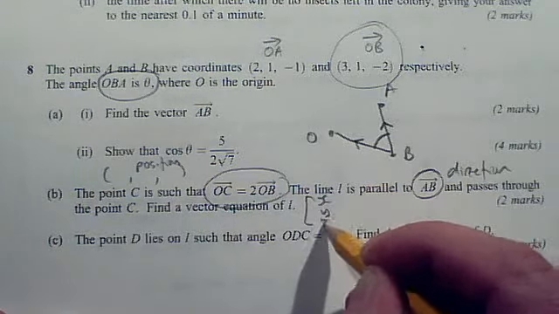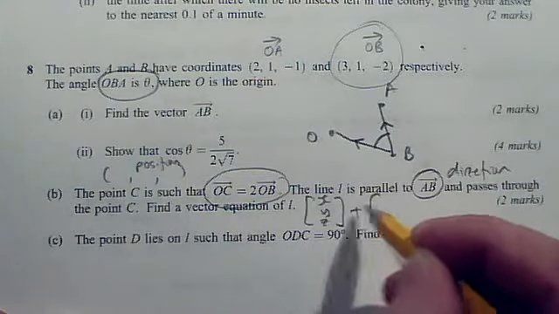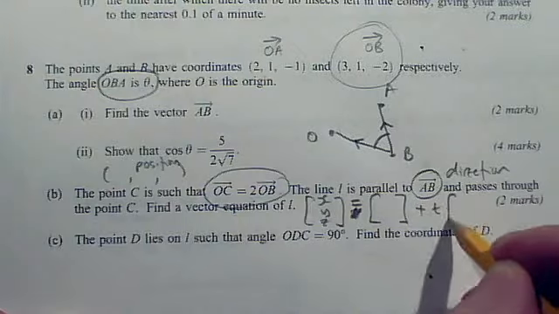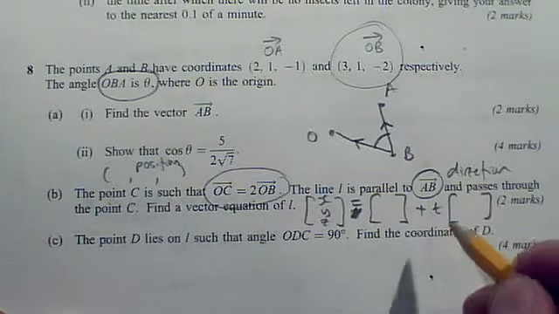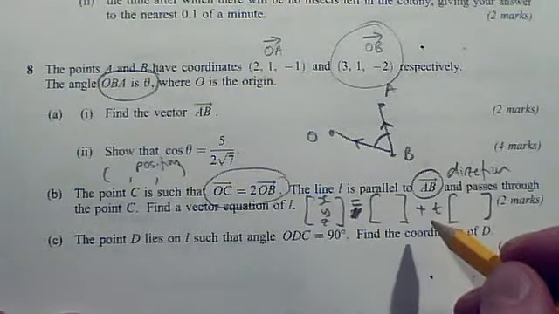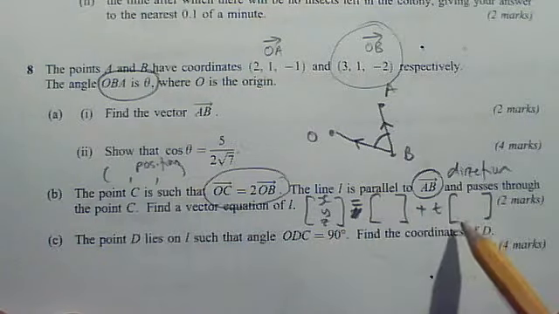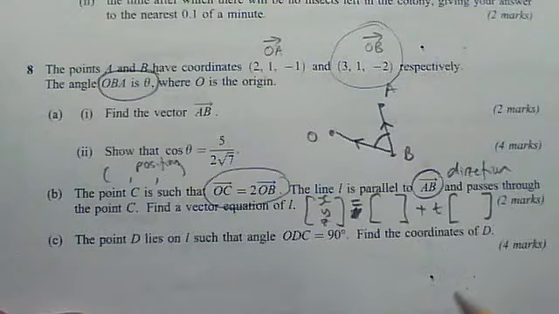R, or XYZ, equals something plus t times something else, or you can use a lambda or your favourite letter for the parameter. Put the position and direction in the correct way round in these two positions, and then you'll have got those 2 marks.